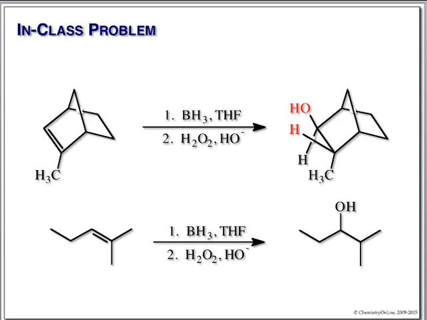All right. Again, alcohols, three ways: ionic addition, Markovnikov, rearrangement. Mercury 2 acetate, Markovnikov, no rearrangement. Hydroboration oxidation, anti-Markovnikov, cis addition. See how simple? It is so simple.